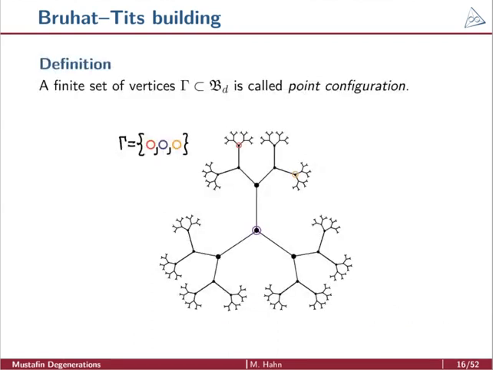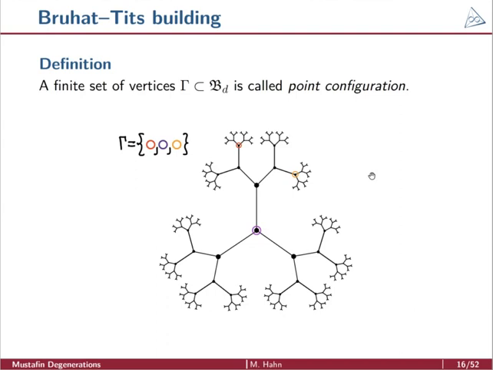Now, a very important notion for the theory of Mustafin degenerations is the notion of a point configuration. Now, a point configuration is simply a finite set of vertices in the Bruhat-Tits building B_d. So here we have an example. Here we really only have these three vertices, this red one, this purple one, and this orange one. And this is a point configuration.